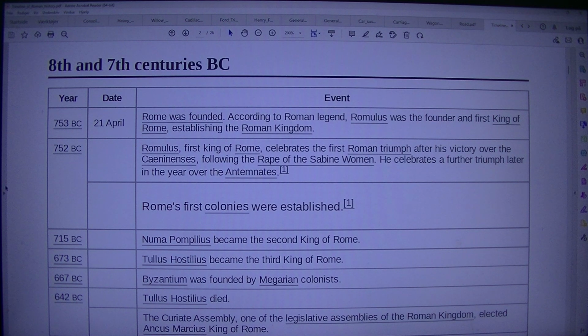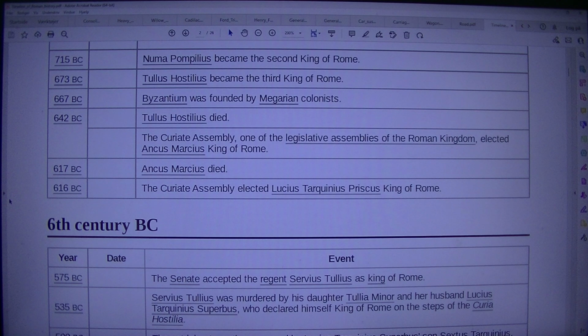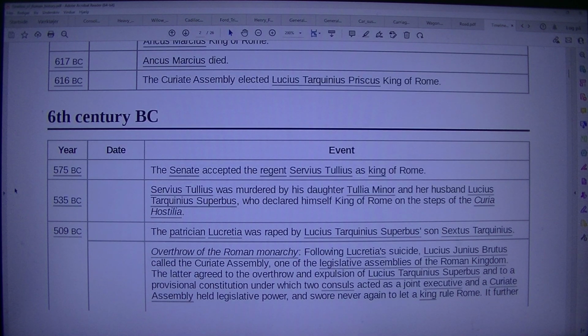Rome's first colonies were established. 715 BC: Numa Pompilius became the second king of Rome. 673 BC: Tullus Hostilius became the third king of Rome. 667 BC: Byzantium was founded by Megarian colonists. 642 BC: Tullus Hostilius died. The Curiate Assembly, one of the legislative assemblies of the Roman Kingdom, elected Ancus Marcius king of Rome. 617 BC: Ancus Marcius died. 616 BC: the Curiate Assembly elected Lucius Tarquinius Priscus king of Rome.